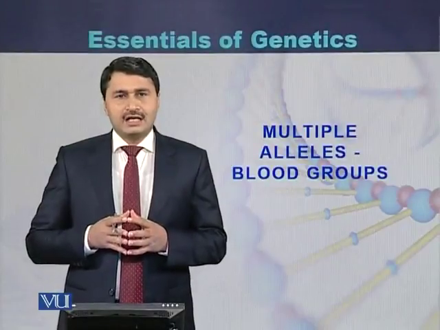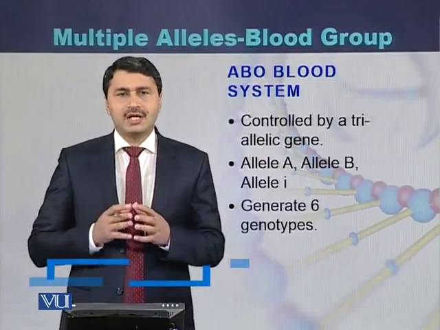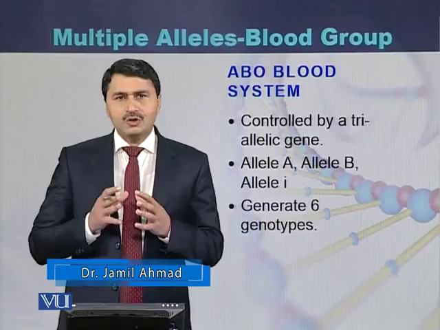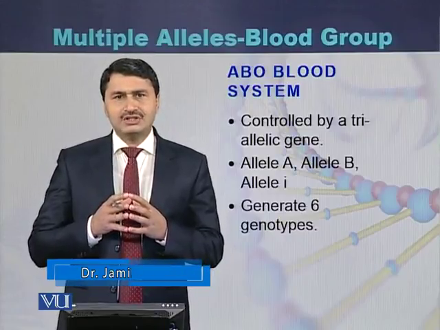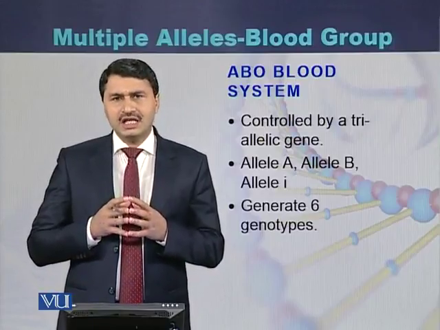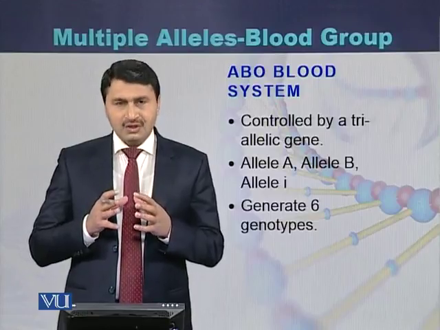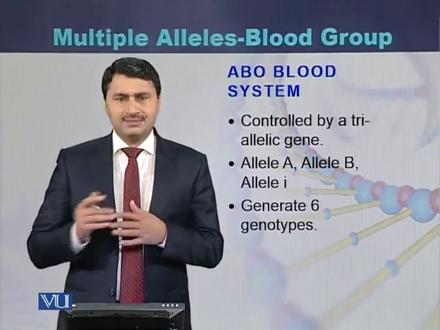Multiple alleles and the blood groups. The ABO blood system is the blood system of humans. The ABO blood system is controlled by a gene. That gene is triallelic in nature. This gene contains three alleles: allele A, allele B, and allele I. This gene can generate 6 different genotypes.